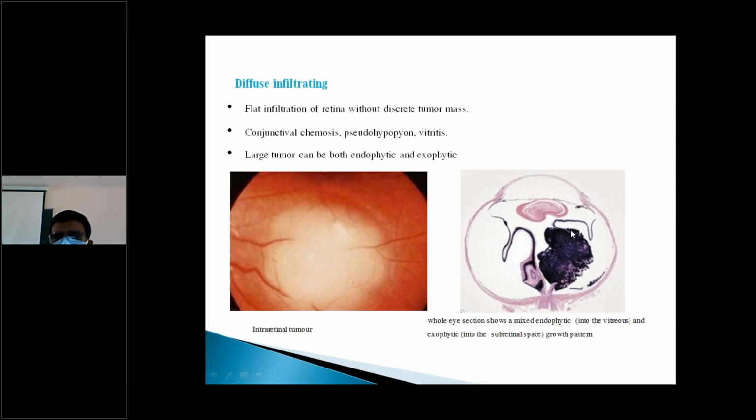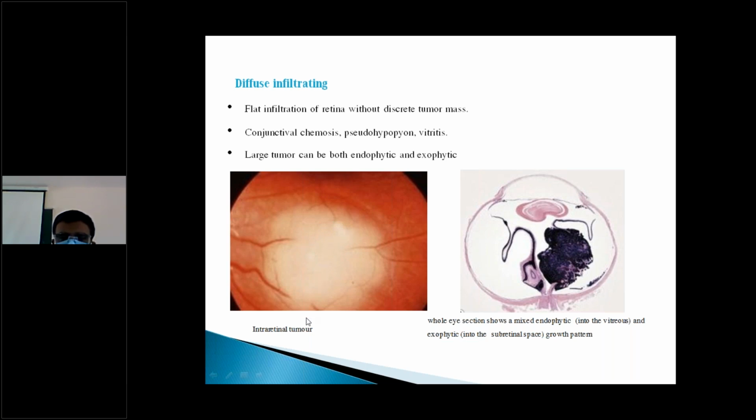This is the endophytic. This is a combined endophytic and exophytic retinoblastoma in cross section. This is diffuse infiltration. You can see a thickened retina. There is no tumor mass, only thickening of the retina in the form of a flake. That is called diffuse infiltration.